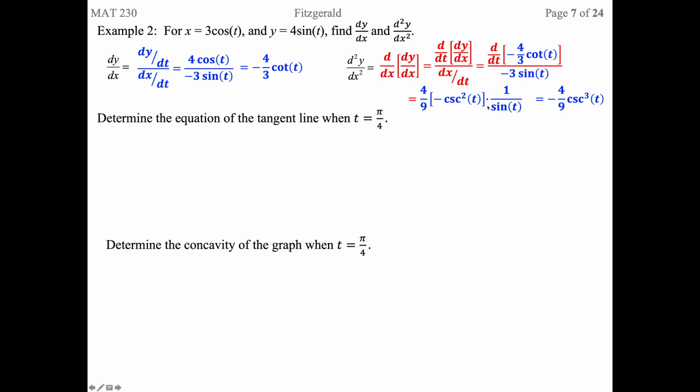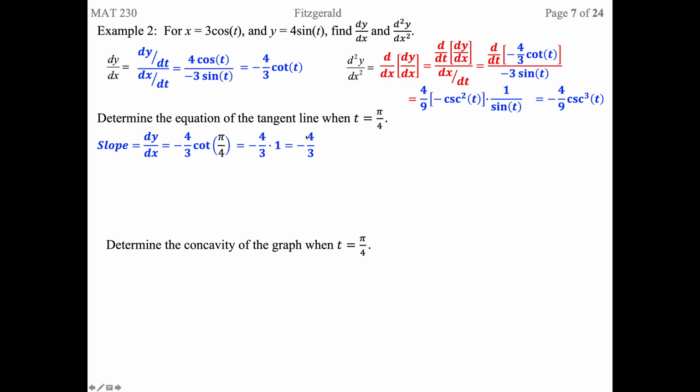Determine the equation of the tangent line when t is equal to pi over 4. Well, we got to have the slope. We got to put pi over 4 into our first derivative for our t. So negative 4/3 times cotangent of pi over 4, well, that's going to be 1. So our slope's negative 4/3.